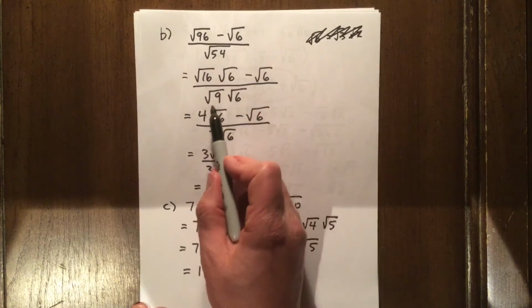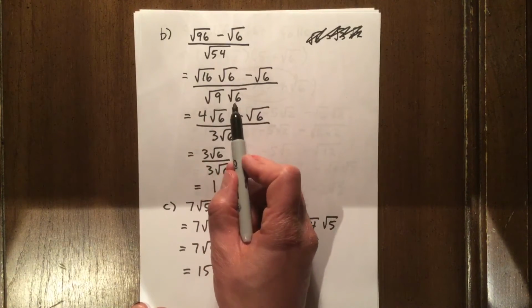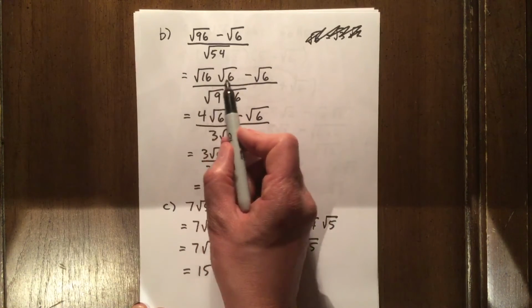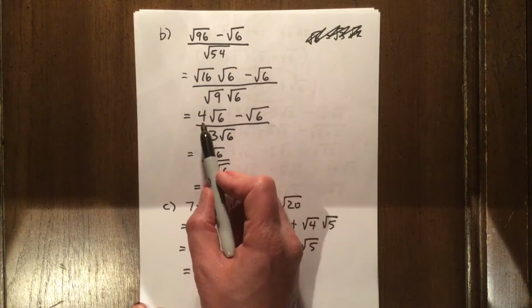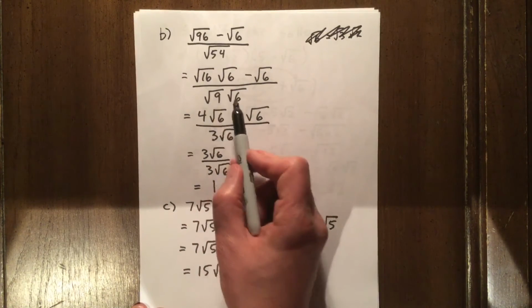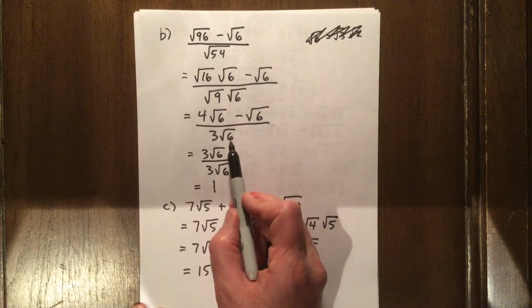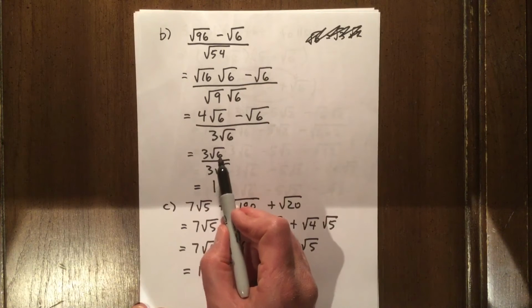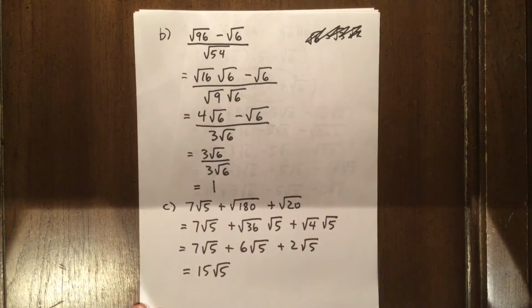Root 54 is root 9 times root 6. And so I see that root 16 is 4. So I've got 4 root 6 minus root 6, which is like saying 4 root 6 minus 1 root 6. And down below, I've got root 9 root 6, which is like saying 3 root 6. 4 root 6 minus 1 root 6 is 3 root 6. So my numerator and denominator are equal. So the answer is 1.